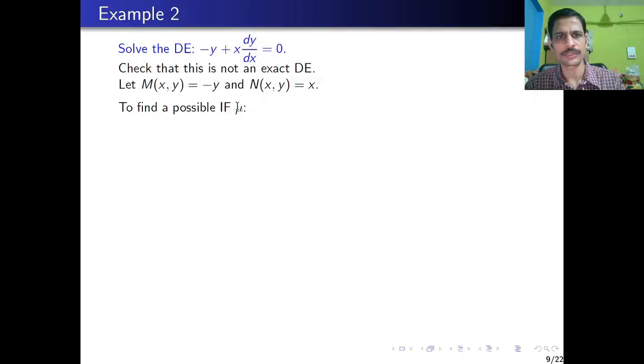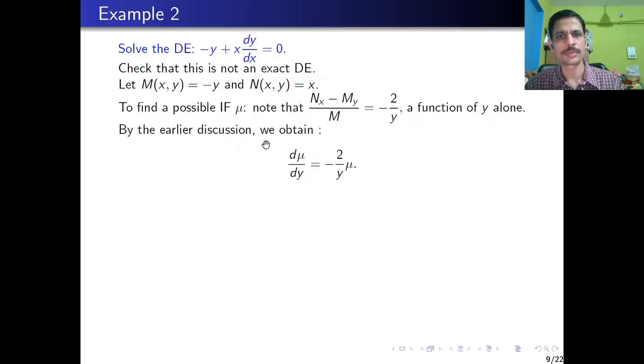So one possibility is to find the integrating factor. So we check what is the value of nx minus my in the numerator divided by m. As we just now checked, here the nx is 1 and my is minus 1. So nx minus my will be 2. So when we divide nx minus my with m, we get minus 2 by y, because m is minus y, which is a function of y alone. So from the previous discussion, we know that we can write d mu by dy is equal to minus 2 by y mu.